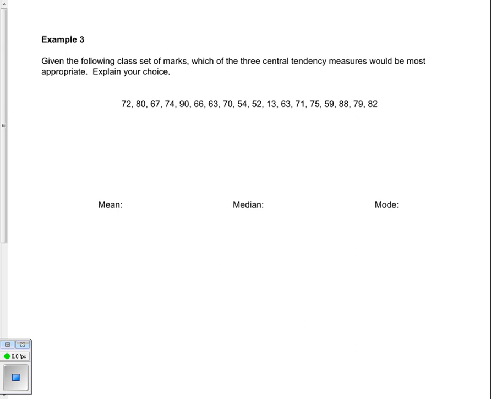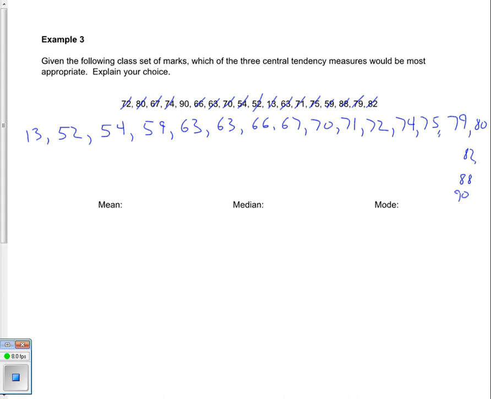And so again, the first thing that we always need to do when we have these numbers is put them in order from the smallest number to the biggest number. Because if we don't do that, then we won't be able to calculate the median and we won't be able to calculate the mode. So now we've put all of the marks in order from the lowest mark on the left-hand side to the highest mark over on the right-hand side.